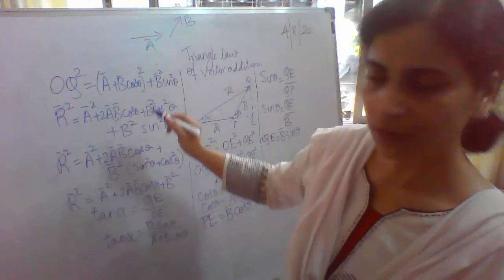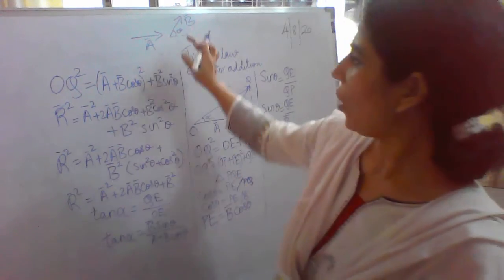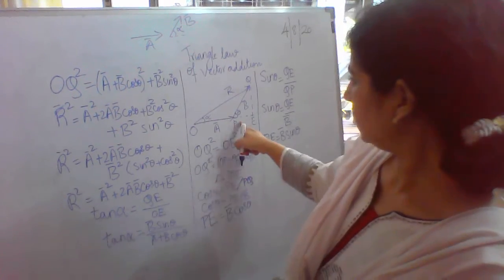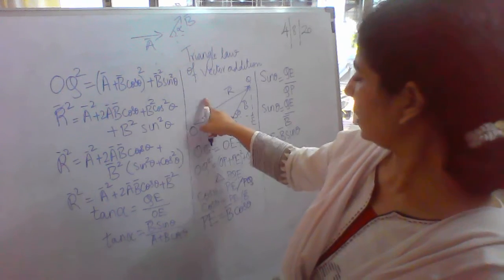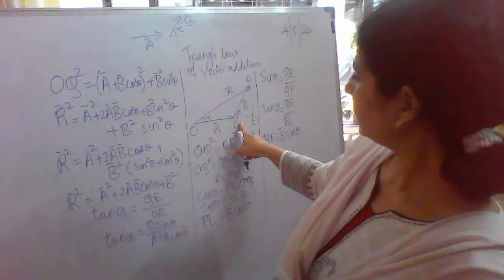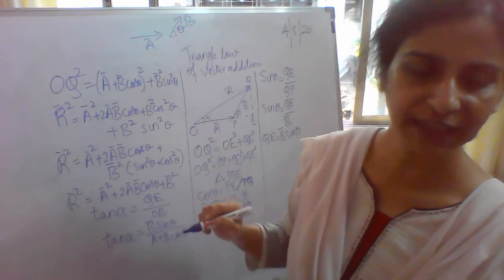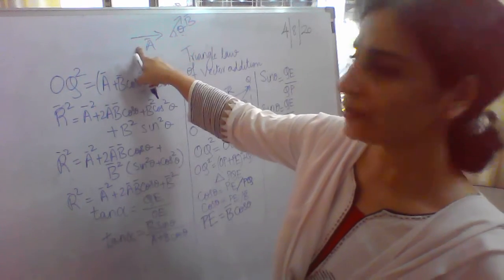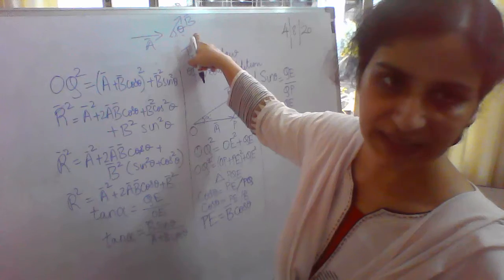This vector is making some angle theta, or say some angle alpha, because I have taken alpha with O and R and theta here. So we can take it as theta. Here we have taken theta, so let us continue with theta. Let us follow this diagram. So there is this vector A and this is vector B making some angle.